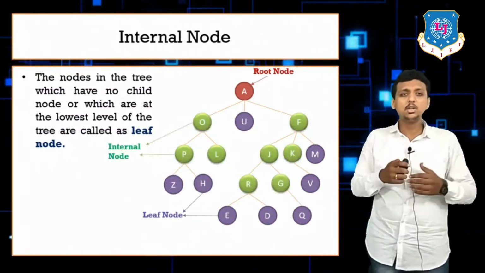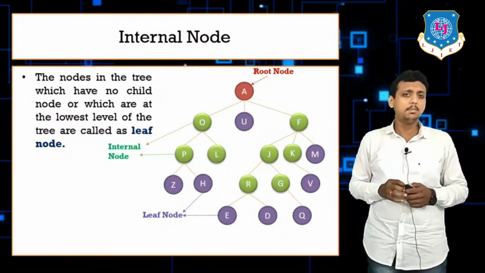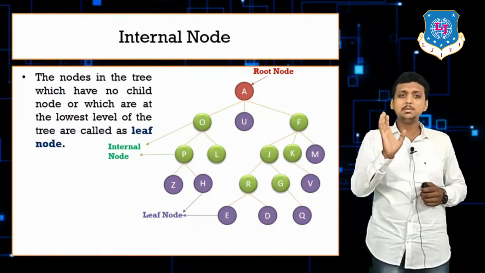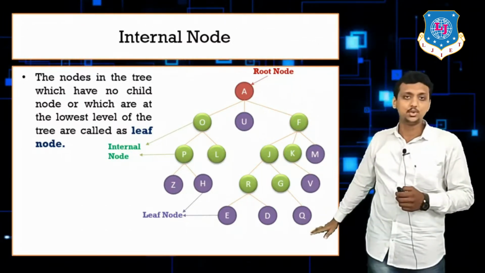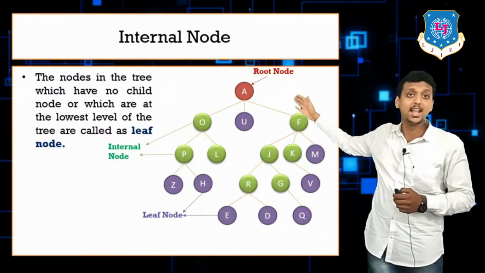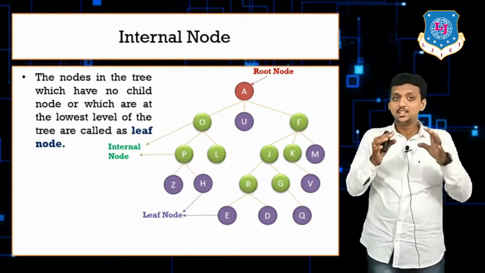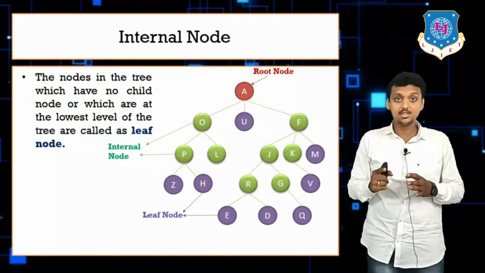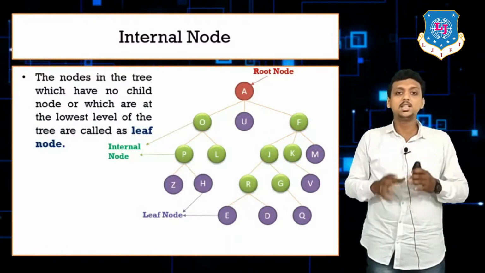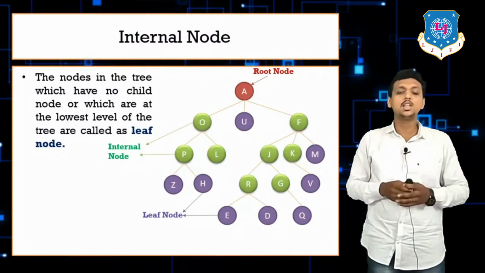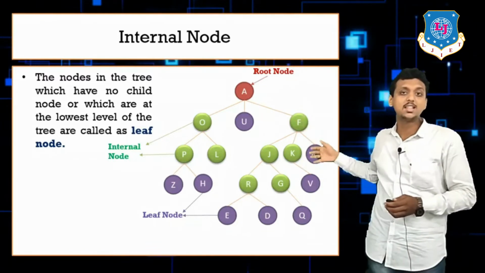Now the next terminology is internal nodes. The question coming to your mind is, what do we mean by internal nodes? It is very easy to say: the nodes except the root node and except the leaf nodes are known as internal nodes. That means an internal node contains a parent node, yes, and contains a child node, yes. So the internal nodes are nothing but all nodes except the root and leaf nodes. Here the green highlighted nodes are known as internal nodes.